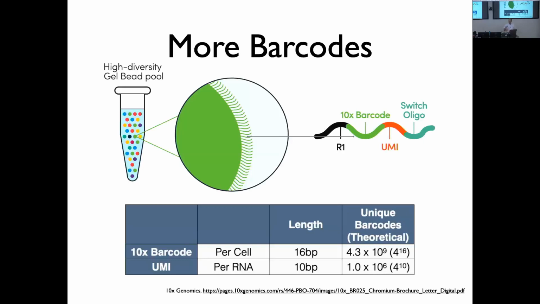Well, while we're stopping, if you want, you can ponder, how do you actually get a bead where every oligo on the bead has the same cell barcode, but each of these beads should have a different cell barcode?